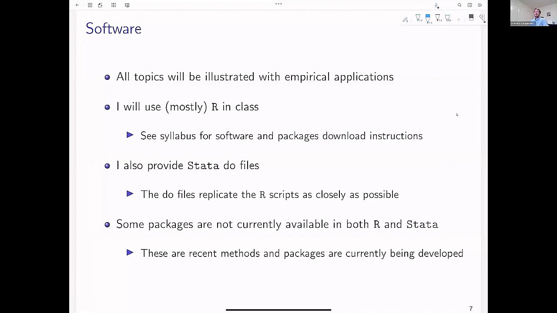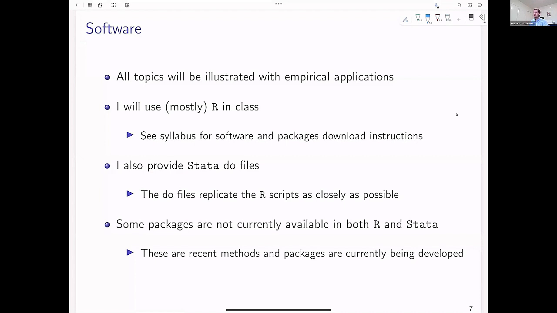We're going to use software. Okay, as I just said, all the topics will be illustrated with empirical applications. I'm going to use R for this workshop. Okay, it has some advantages. For example, it's free. Okay, it's very popular, and so hopefully you've seen the syllabus of the class, and there you have instructions on how to download R and maybe RStudio and all the packages that we're going to use.